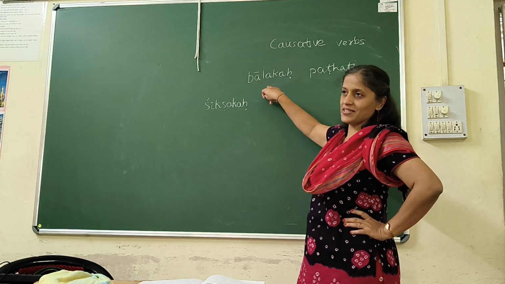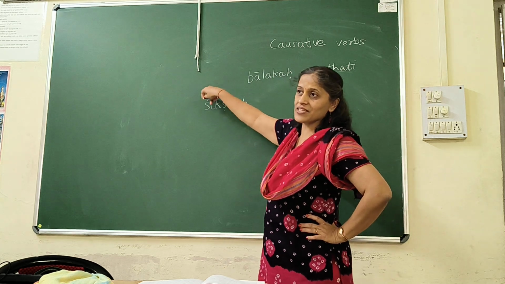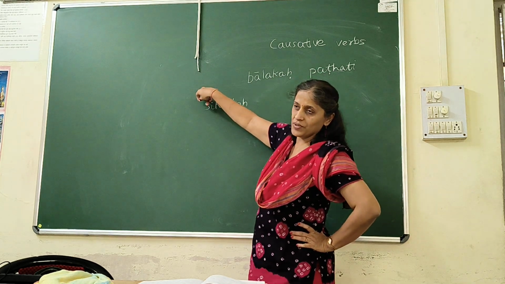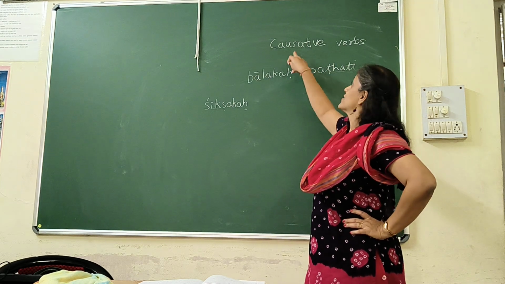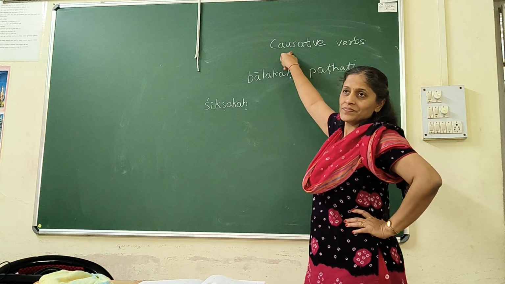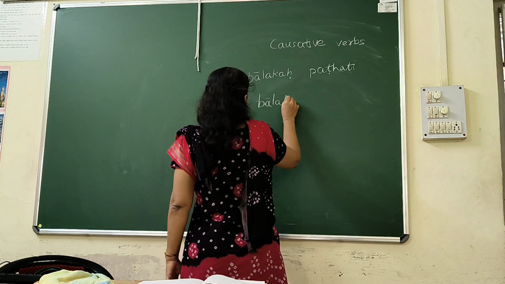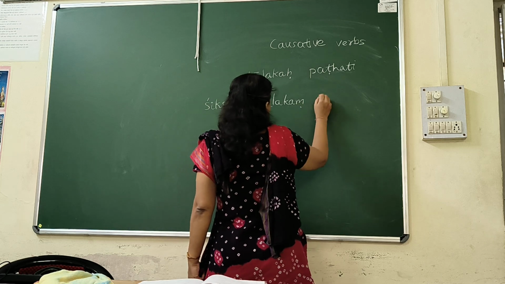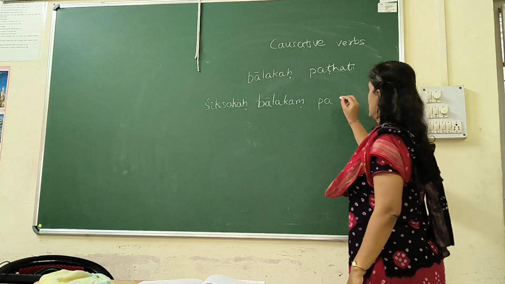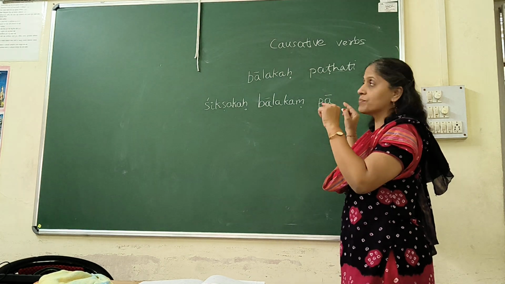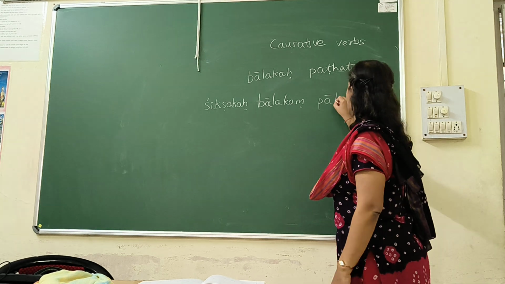So there is one subject, one person who is doing the action, and the second person is making the first person do that action. That's causative. Okay, so Shikshakaha Balakam. Look at it, don't write. I'll give you time to write. Look at the verb changing because we are learning causative verbs. So look at the verb, how it is changing.